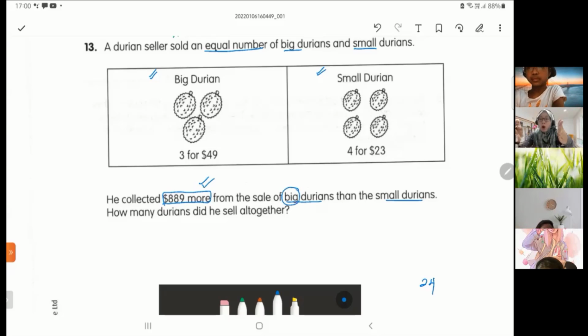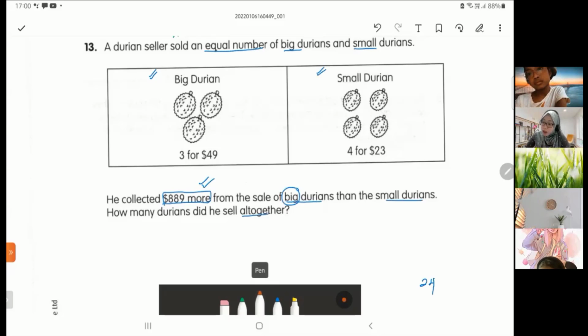Because the item costs more, of course, in the end, even if I sell fewer big durians than small durians, because one big durian costs more than the small durian, in the end, I will earn more from my big durians, right? You get it, huh? The logic is because the big durian is more expensive. Okay, how many durians did he sell altogether?